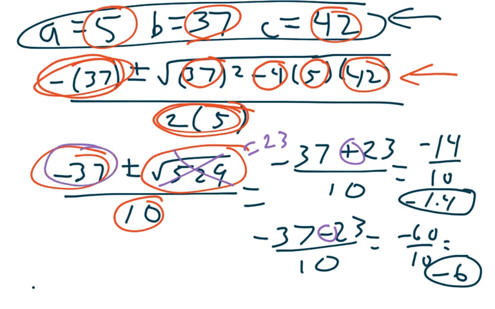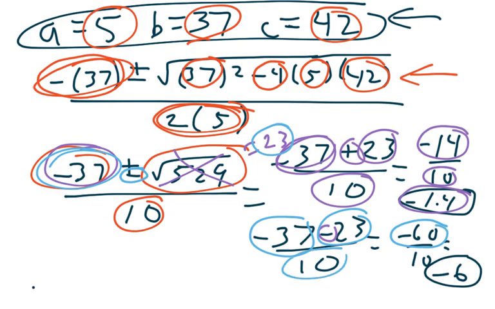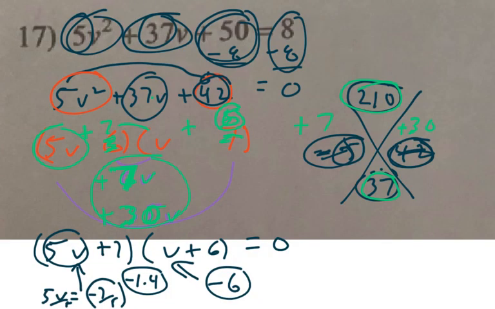I'm going to take this negative 37. I'm going to plus 23 and get negative 14. When I divide by the 10, I get negative 1.4. I'm now going to take the negative 37 right here. I'm going to minus this 23. That's negative 60. And when I divide by 10, I get negative 6. Again, notice exactly the same two answers that I got with factoring.